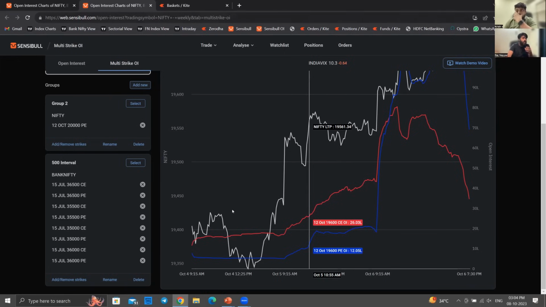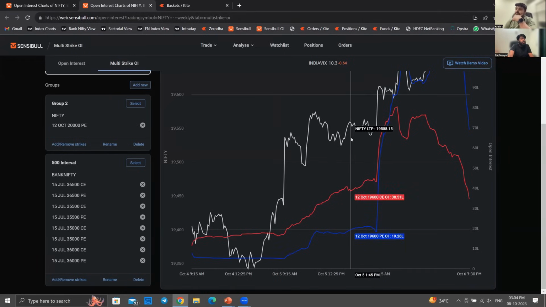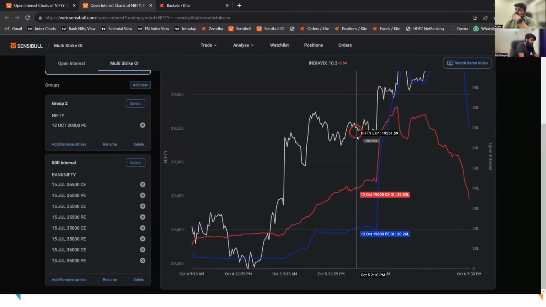Now let's look at how exactly OI works. Let's take a random point in time. Nifty was at 19551. At that point, the 19600 OI was at 39.83 lakhs. So what people are thinking is that Nifty won't breach 19600, and the OI is there.